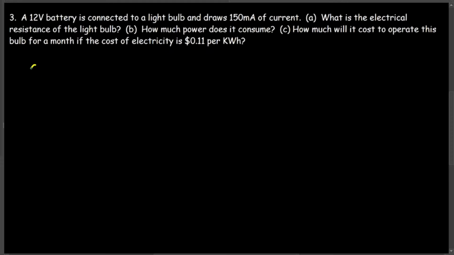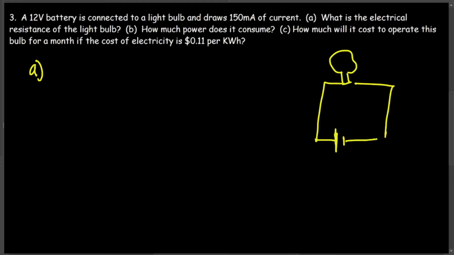Now let's look at the A part. You can draw a diagram if you want. Okay, let's put a bulb here, and then we have voltage. They didn't mention anything about the resistance, so we don't need that. Okay, so this is our diagram. Now let's look at the question: what is the electrical resistance of the light bulb? So they are asking for the R.